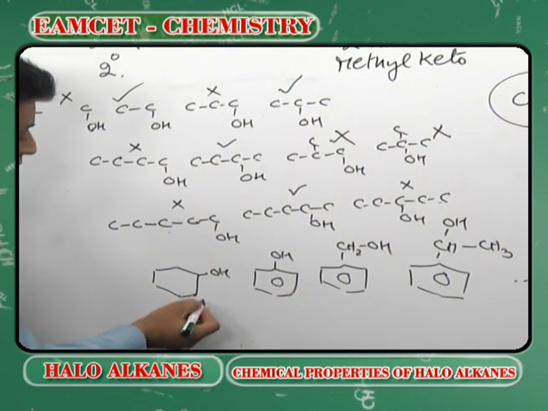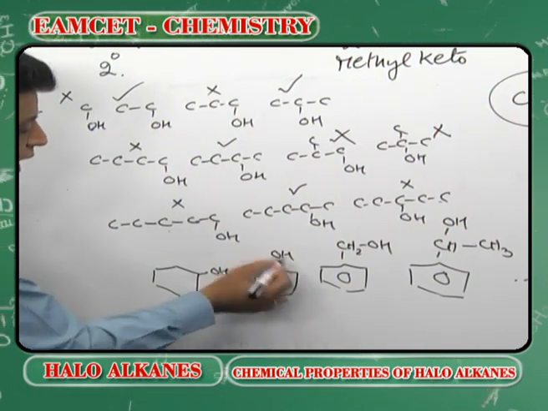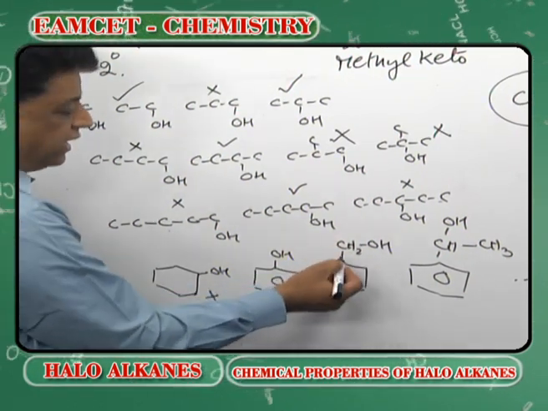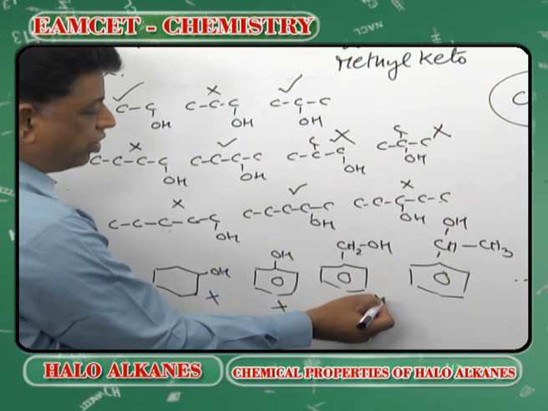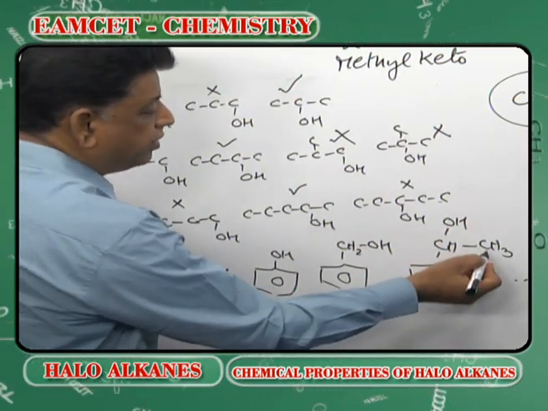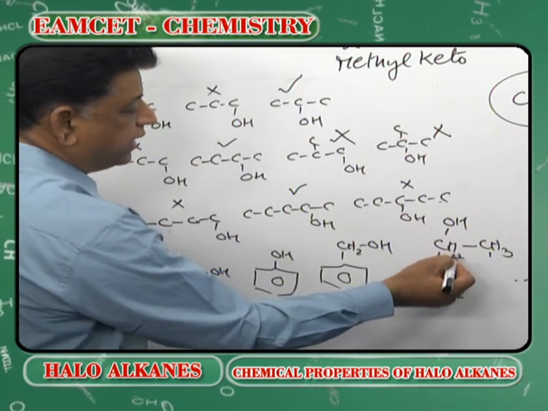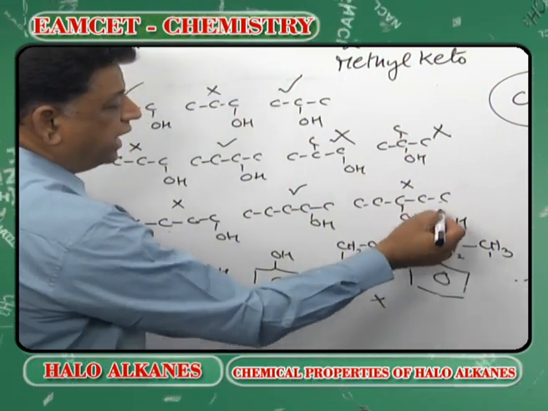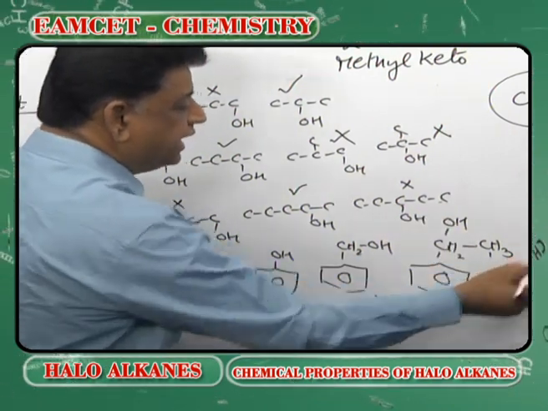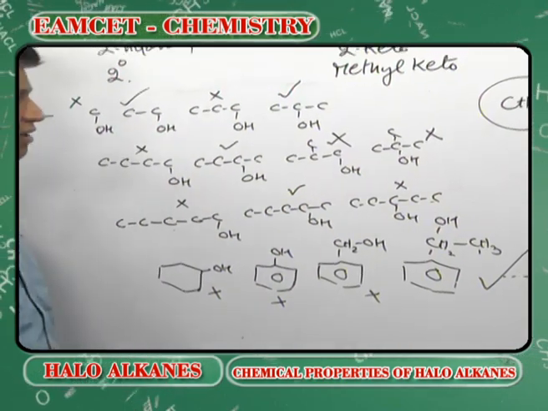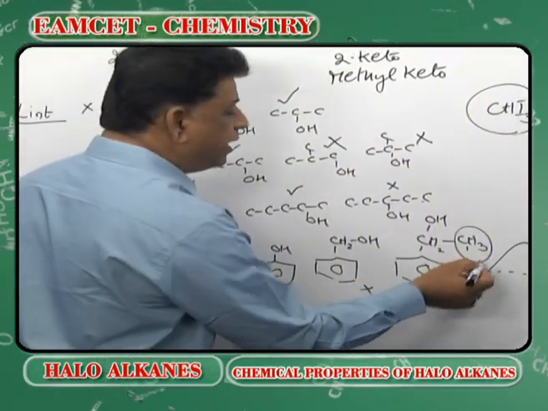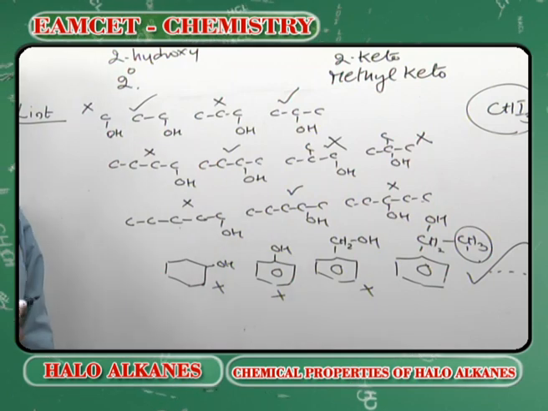Similarly here, it is a 2-degree, no. It is an aromatic, no. It is an aliphatic, however it is 1-degree, therefore no. But here, you see, from here it is the second carbon. The second carbon is 2-degree and it is a 2-hydroxy, therefore once again this compound is going to give. Where do you get the iodoform from? This part is going to become the iodoform.